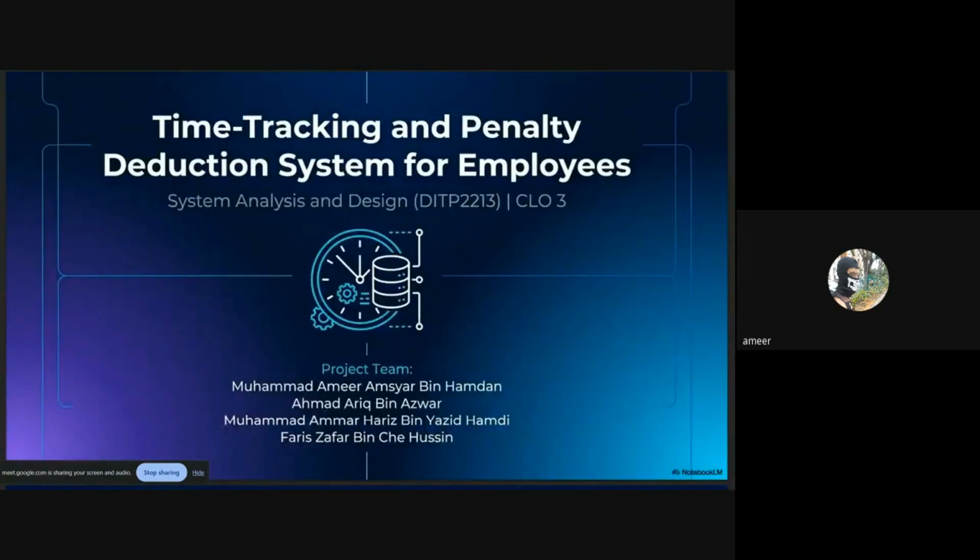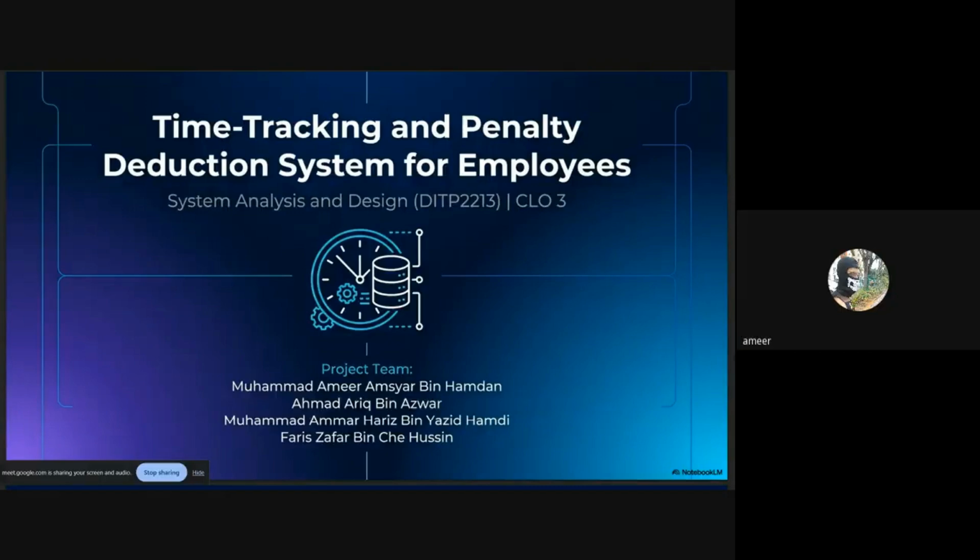And today, our team will be presenting our system analysis and design project for the course DITP 2213. Our project is titled Time Tracking and Penalty Deduction System for Employees.